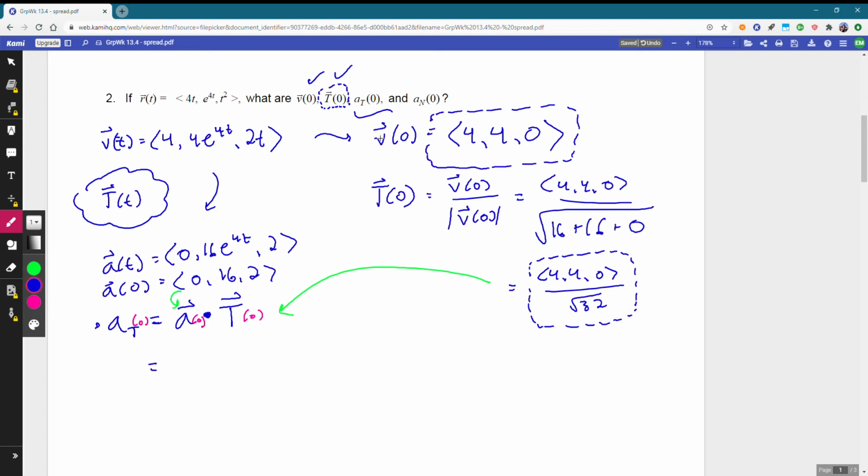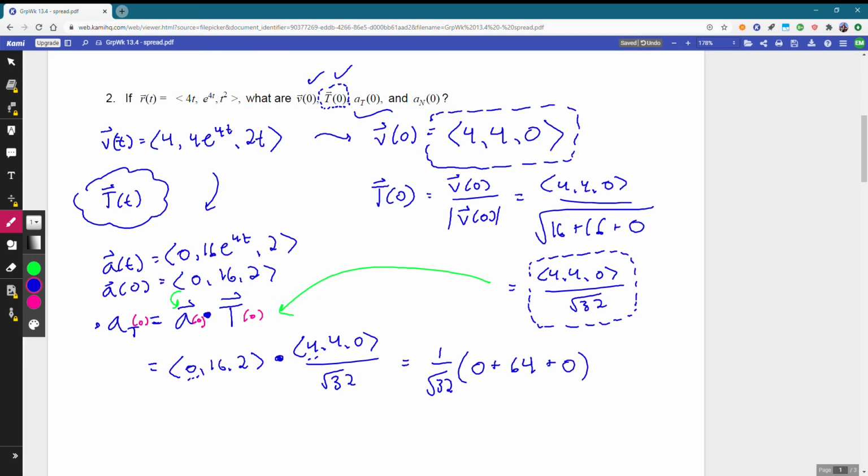And so we can take the dot product of these two things here. 0, 16, 2. Dot product with our 4, 4, 0 vector, scaled by 1 over root 32. And that 1 over root 32, we can just slide that out front. The dot product of these two vectors up top. So we're going to get 0 for the first component, plus 16 times 4, which is 64, plus 2 times 0. So it looks like 64 over root 32.